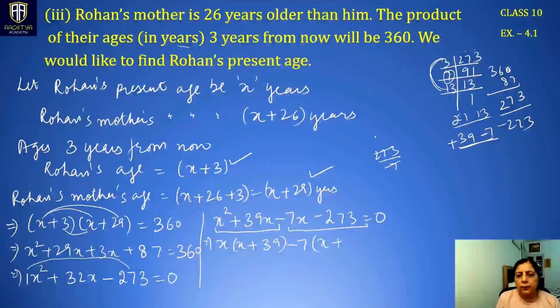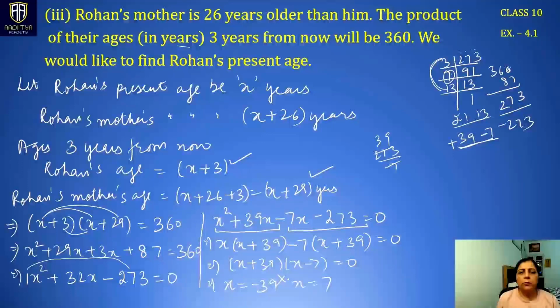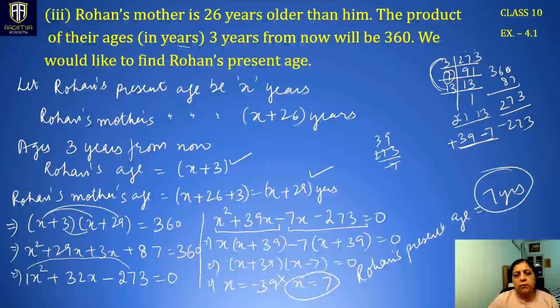7 3s are 21. 63, 7 9s are 63. So we are left with x plus 39 is equal to 0. x plus 39 is common. Then we are left with x minus 7. So x is either negative 39 or x is equal to 7. We cannot take this value because the age of any person cannot be negative. So the present age of Rohan is 7 years. Right? Rohan's present age is 7 years.